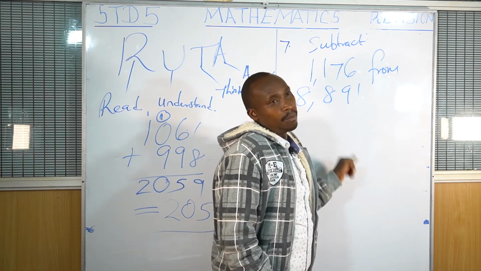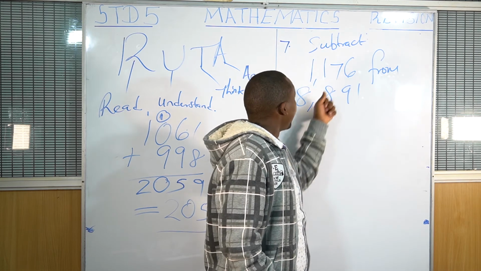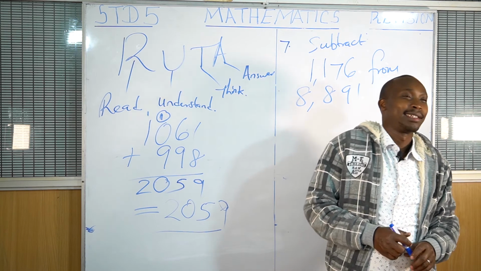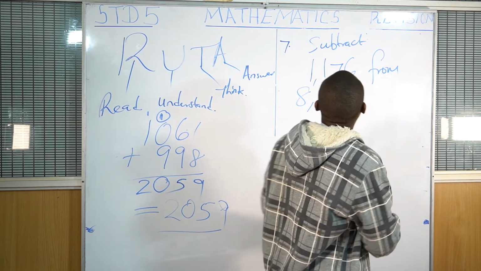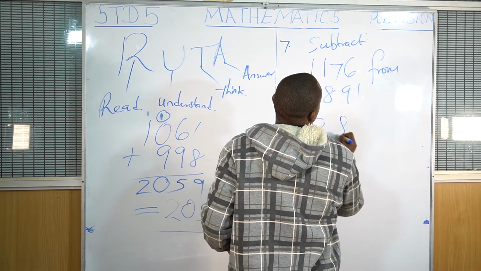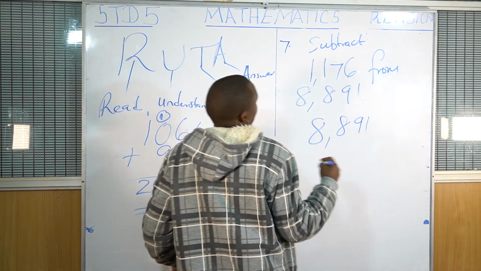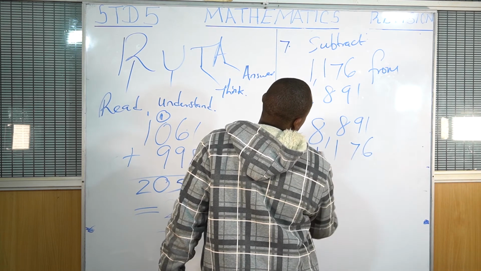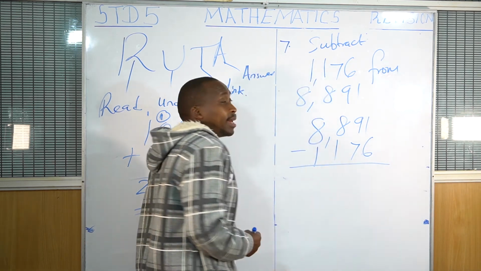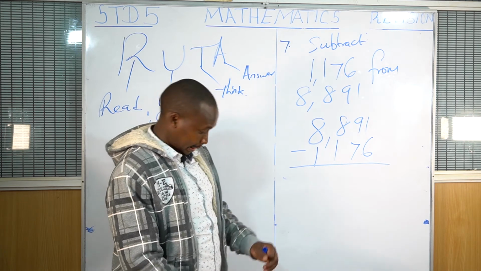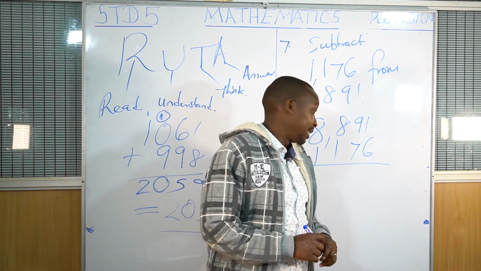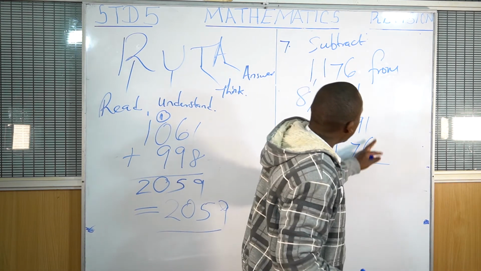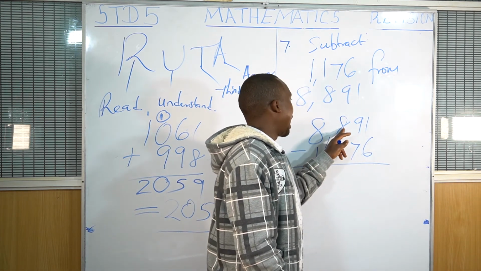Now, you subtract from this number, meaning which number comes first? Yes, very good. It is 8,891 minus 1,176. You subtract. What is 1 minus 6? It can't. So what are we supposed to do? We borrow 10. This is the ones, tens, hundreds, thousands.